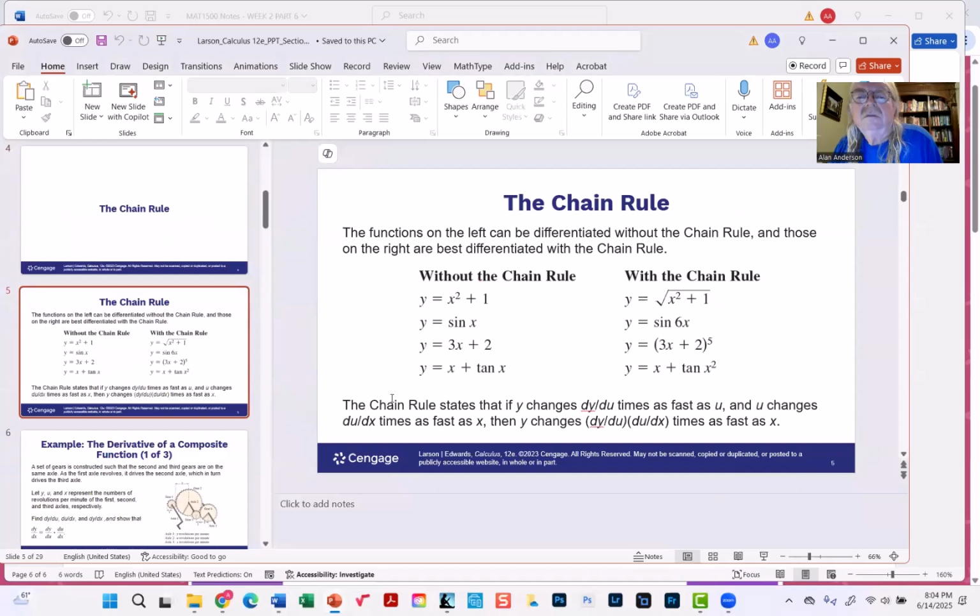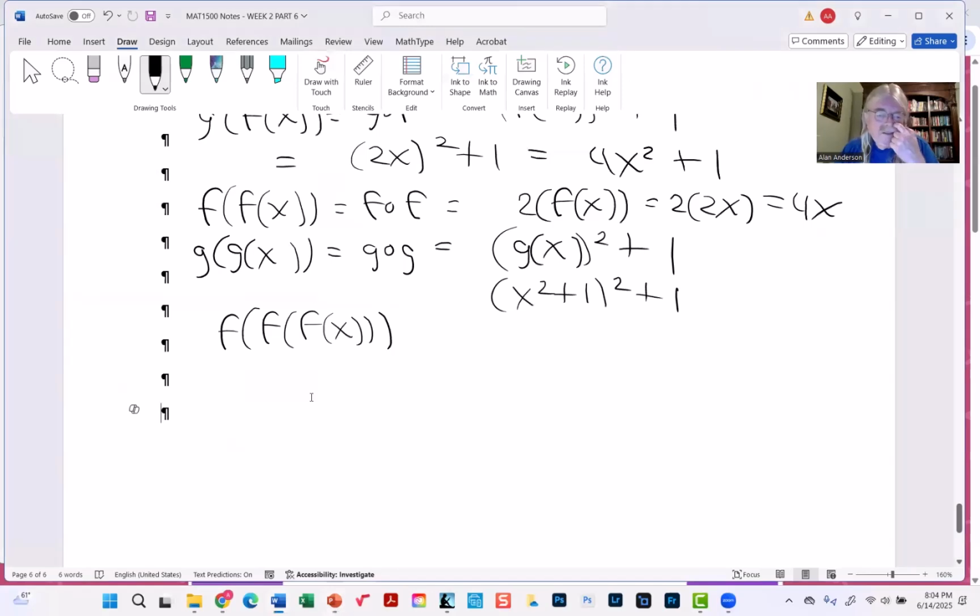So let's see, what are they doing here? On the left, we have y equals x squared plus 1. Now let's look at these two cases and see why the one on the left doesn't require the chain rule. The one on the right does. All right, so here we go.